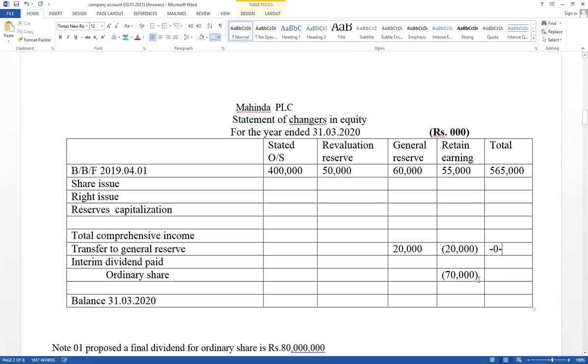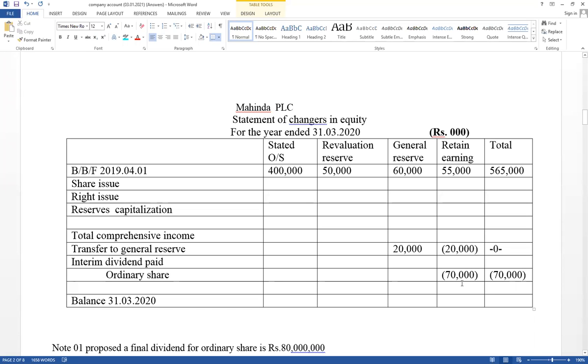But think about dividends paid, that value should be deducted from retained earning column, as well as it should be deducted from total column also. Therefore, try to recognize how to adjust interim dividends paid and proposed dividends.